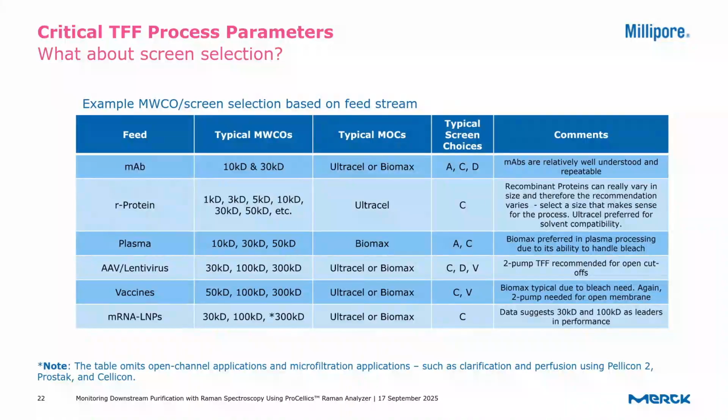And we also see it across our products. It's one of the ones that can be broadly used across a wide variety of modalities. So whether you're looking at a CHO process with a mAb or recombinant protein, looking at a plasma process, looking at an ATK process with AAV or lentivirus, or you're working on a vaccine or mRNA or LNP process, there is a solution that we can offer to optimize your process with tangential flow filtration.